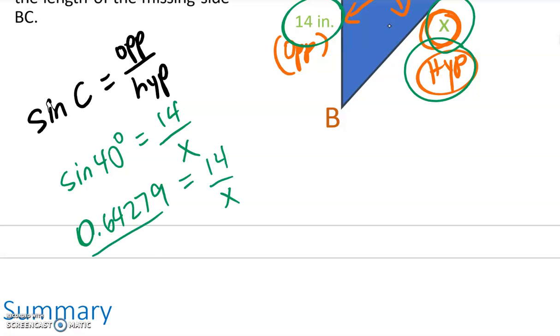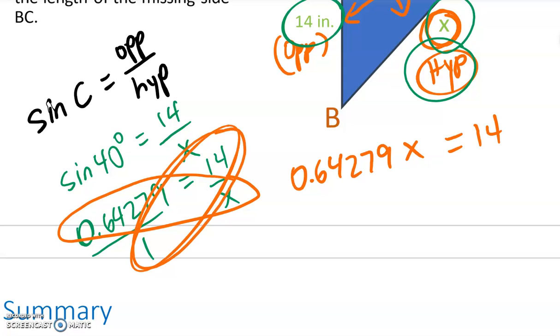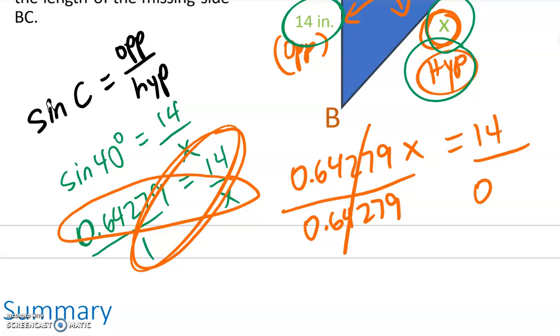And I can make this decimal into a fraction by putting it over 1. And then we're simply going to solve this equation by cross multiplying. So I'm going to get 0.64279 times x is equal to 14 times 1, which is simply 14. And then we're going to divide both sides by 0.64279. That's going to cancel. And this is the answer we're going to get.